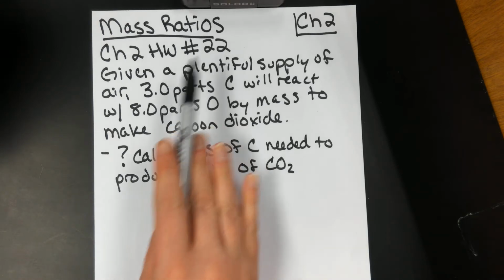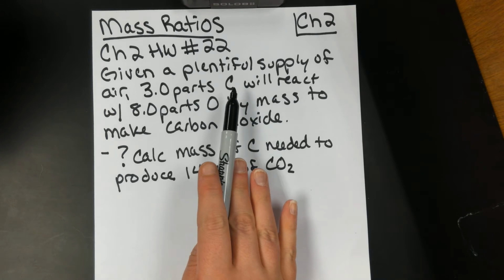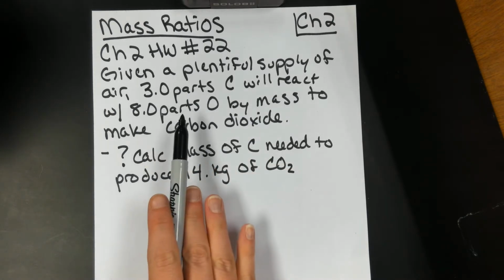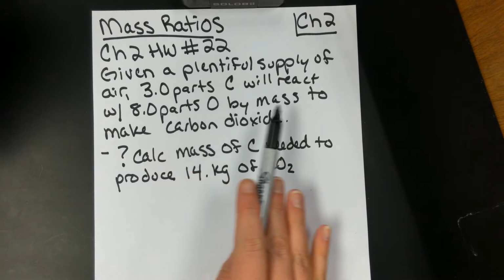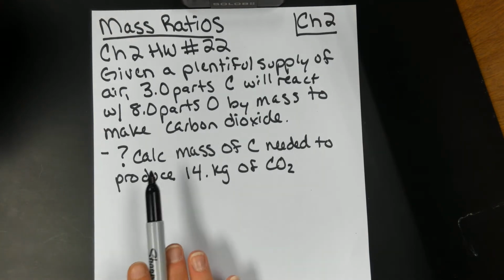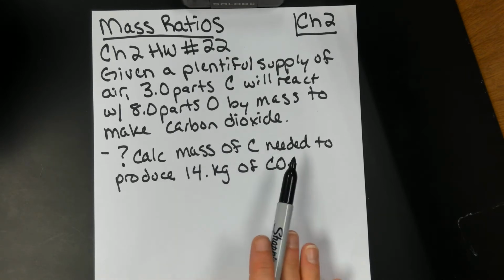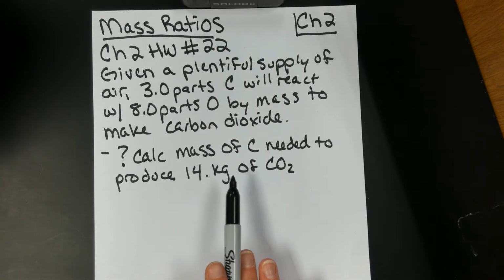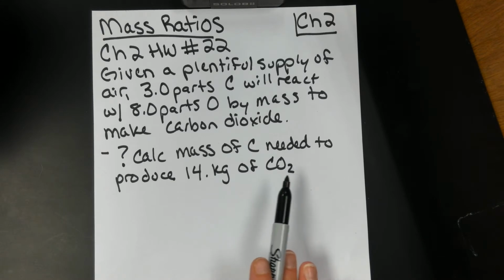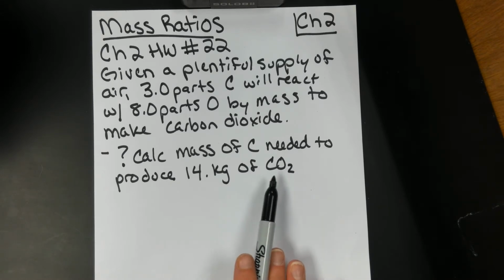So the question says, given a plentiful supply of air, 3 parts of carbon will react with 8 parts of oxygen by mass. It will make carbon dioxide. Calculate the mass of carbon needed to produce 14 kilograms of carbon dioxide. This is the formula for carbon dioxide. So I just went ahead and wrote the formulas out.